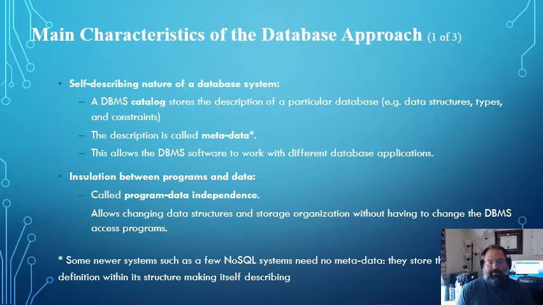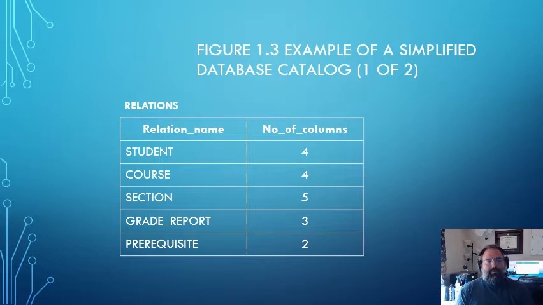But the basic idea is that the data that you're storing should be able to be stored in such a way that you could potentially change out the database management system and the users of that data not be affected. Moving on to figure 13.1, an additional sort of list of those and something that might come out of a database catalog of the relationship name and the number of columns associated with that relationship. So there's a relationship around student, course, section, grade report, and prerequisite.